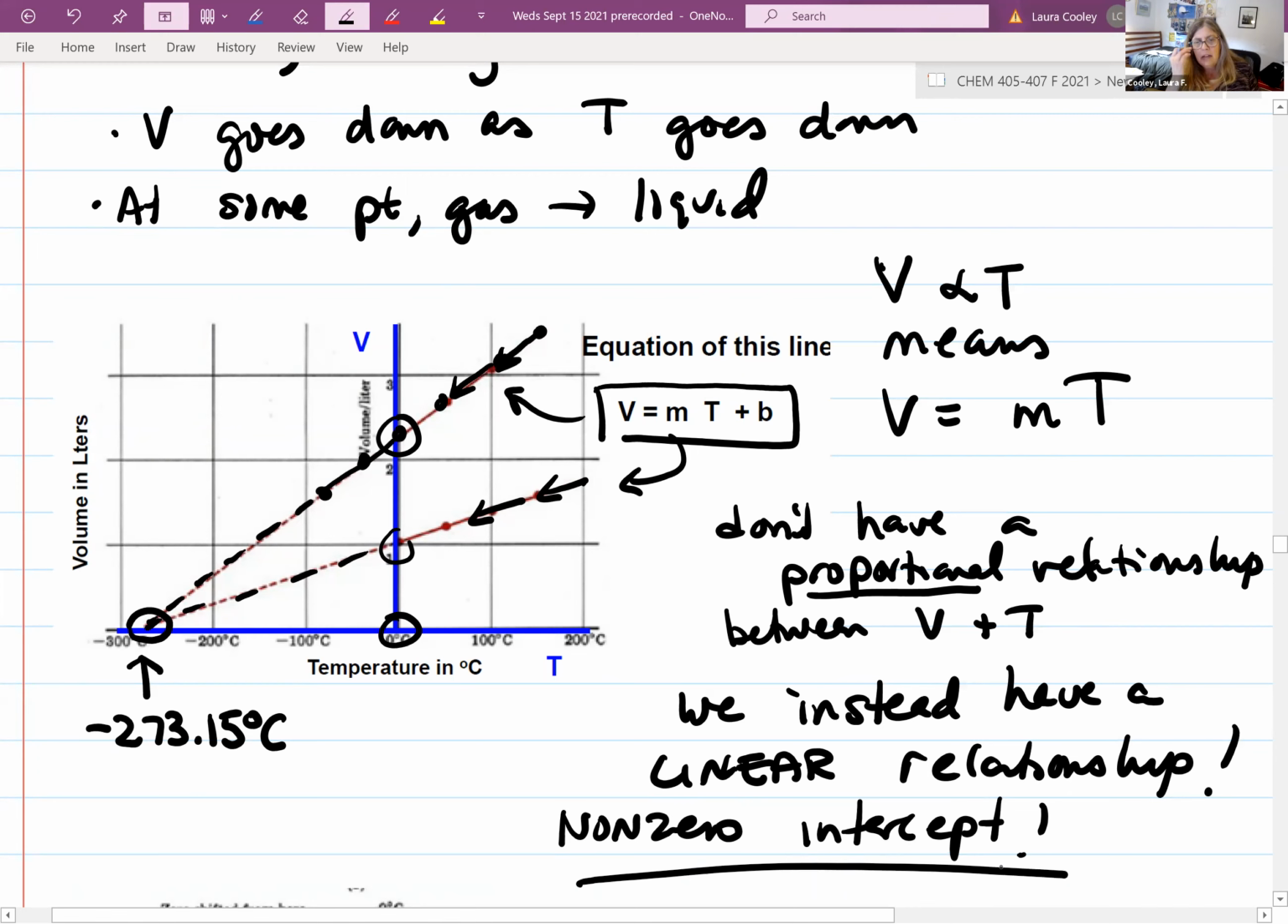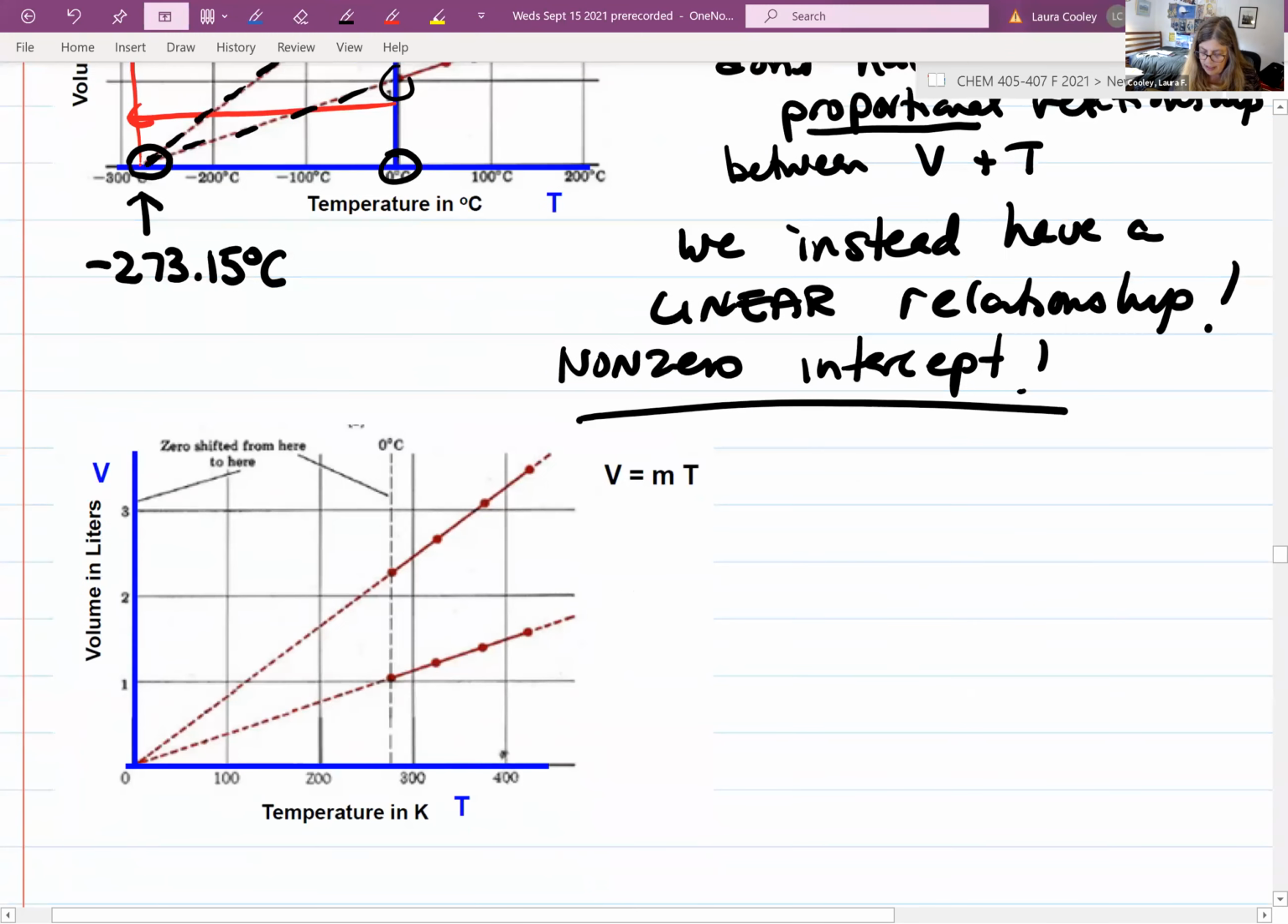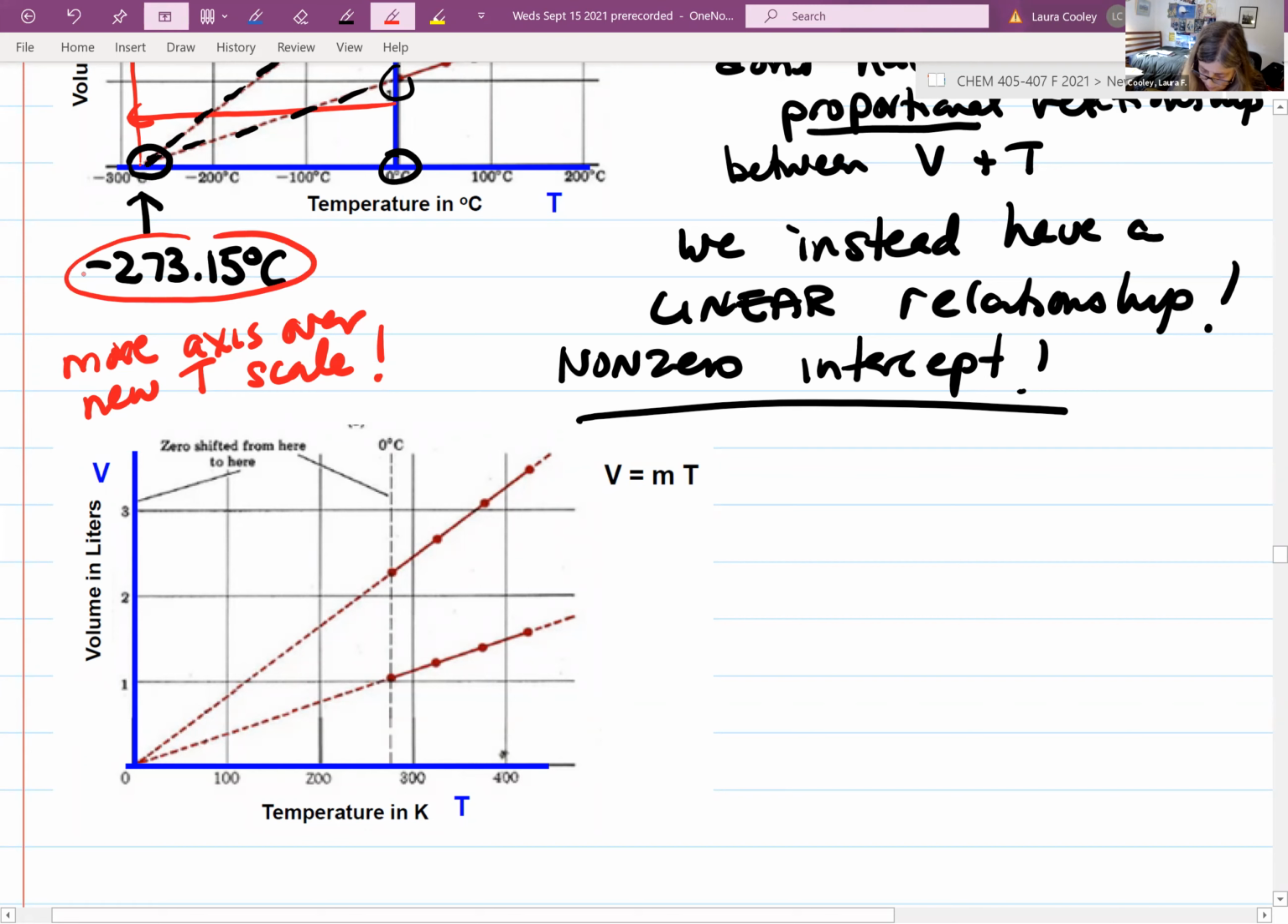Okay. So what chemists have done, physicists actually, is they say, okay, well, what if we just move this axis over? So instead of this line being over here, we just move this axis over to this point here, this negative 273.15. And that's exactly what this shows here. So move the axis over. Well, this is equivalent to a new temperature scale. Okay, because now what was negative 273.15 is now 0 Kelvin.